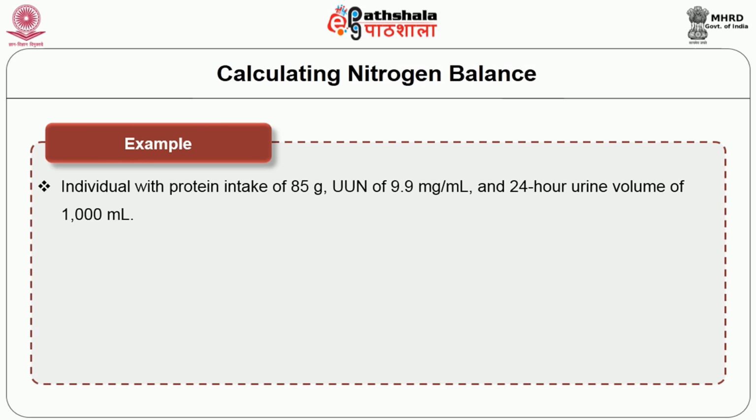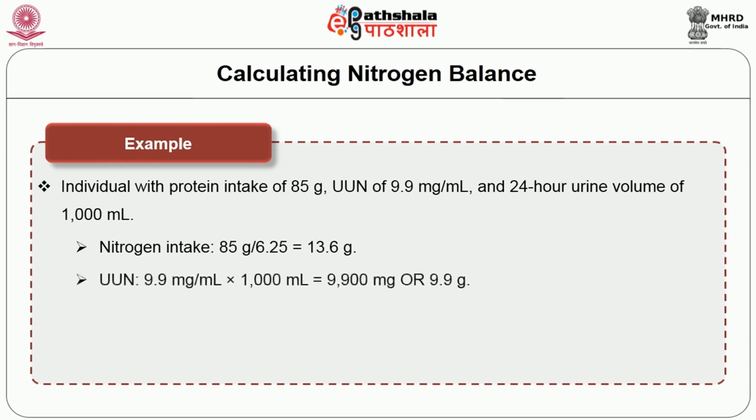urinary urea nitrogen. If you replace that in the formula, nitrogen intake is 85 grams as I have mentioned, divided by 6.25, because in 100 grams of protein there are in general 16 grams of nitrogen present. So, 100 by 16 gives you 6.25, that is the value which we are replacing, so that you are getting 13.6.